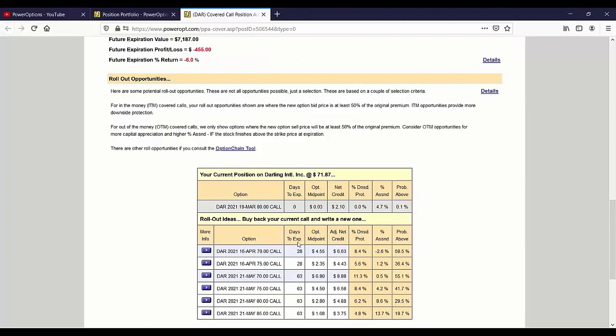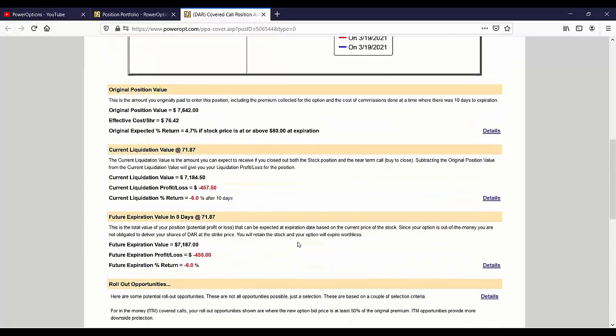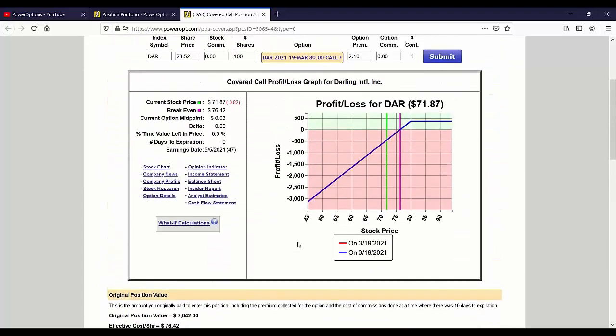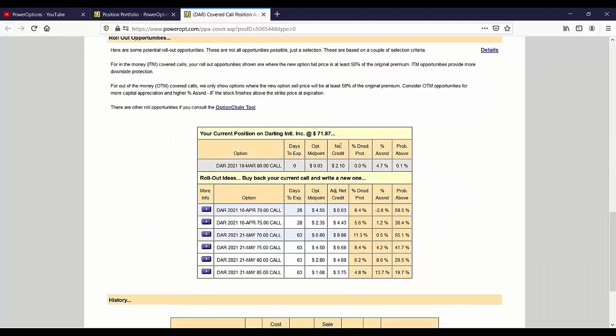Now, let's talk about where we are. We entered the position at 78.52. We sold a March 80 call for 210. So we have a cost basis of 76.42 per share, if you want to say it that way. The stock's at 71.87. We hedged some of this loss with the premium we received, of course, essentially from the now expired March 80 call at 210.